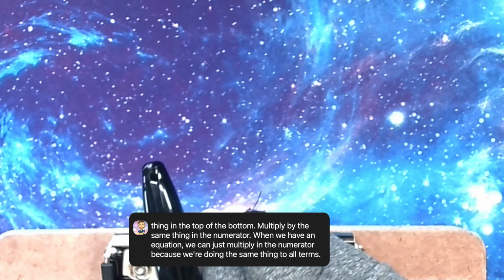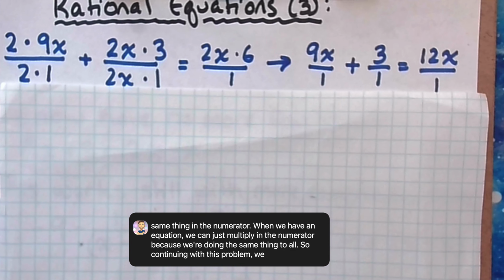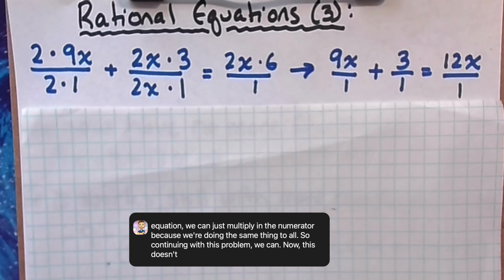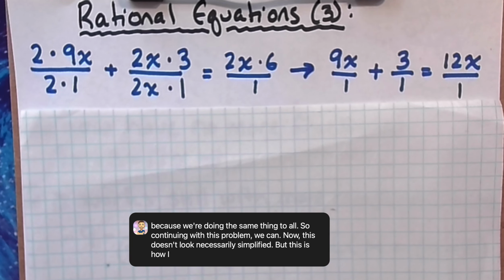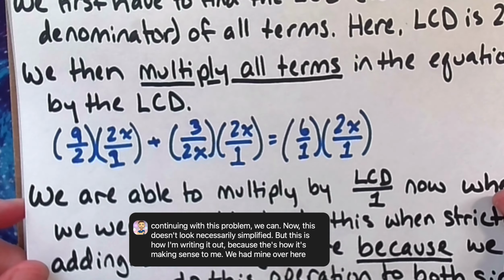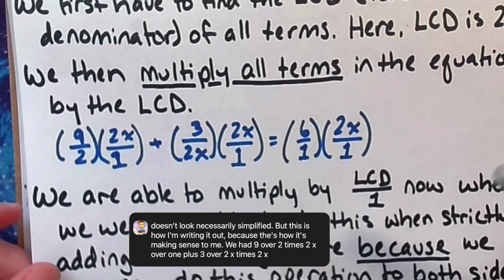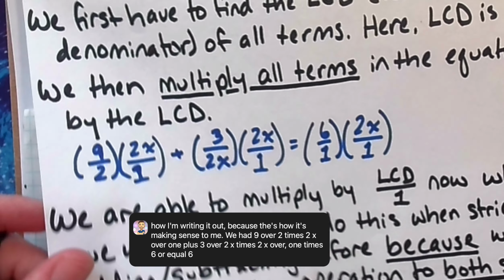So continuing this problem, this doesn't look necessarily simplified, but this is how I'm writing it out because that's how it's making sense to me. We had 9 over 2 times 2x over 1 plus 3 over 2x times 2x over 1 equals 6 over 1 times 2x over 1.